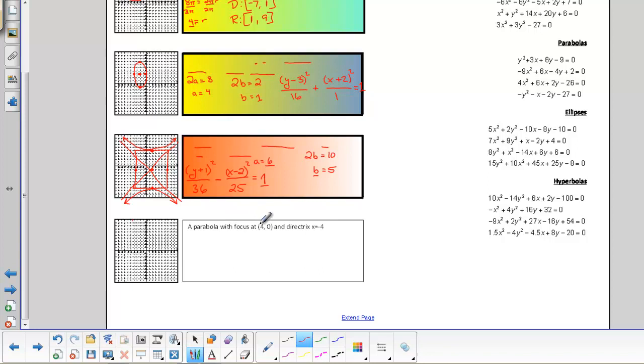So a parabola has a focus of (4, 0) and a directrix at x equals -4. I'm just going to go ahead and sketch this guy here and sketch my vertical line here. Alright, now that I've been given those 2 points, I know that the vertex of this parabola is located halfway between the focus and the directrix at the origin. So the vertex is the origin.